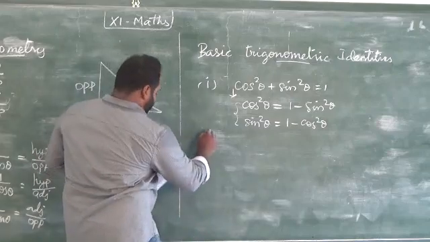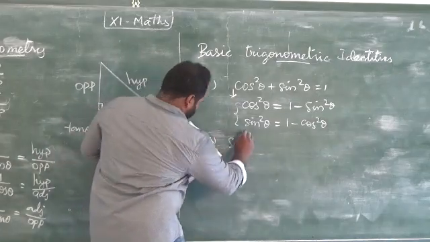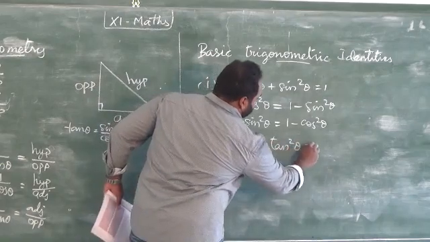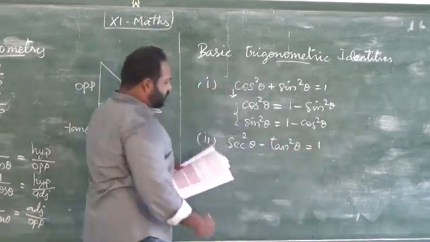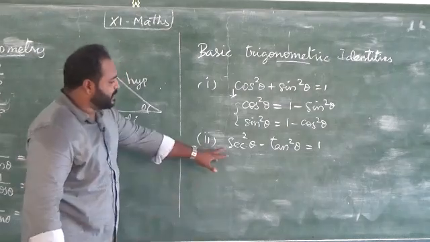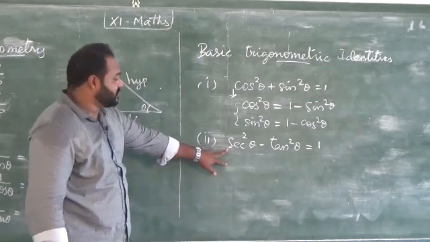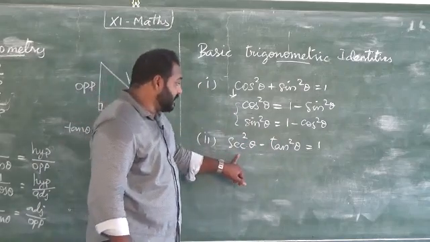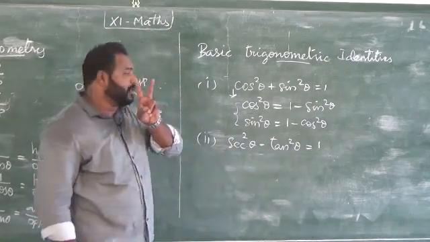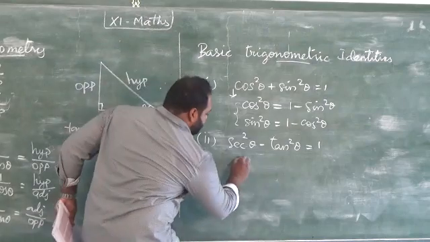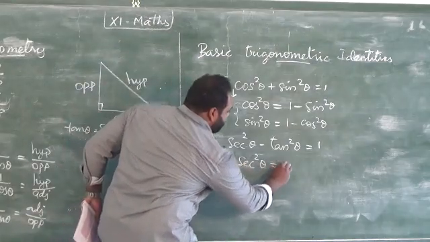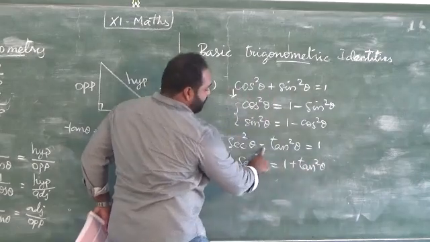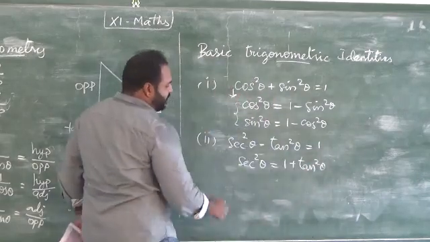Second identity is secant square theta minus tan square theta equal to 1. Using this second important identity, secant square theta minus tan square theta, again I am going to create 2 identities. So secant square theta can be written as 1 plus tan square theta. If you bring this side, plus tan square theta.